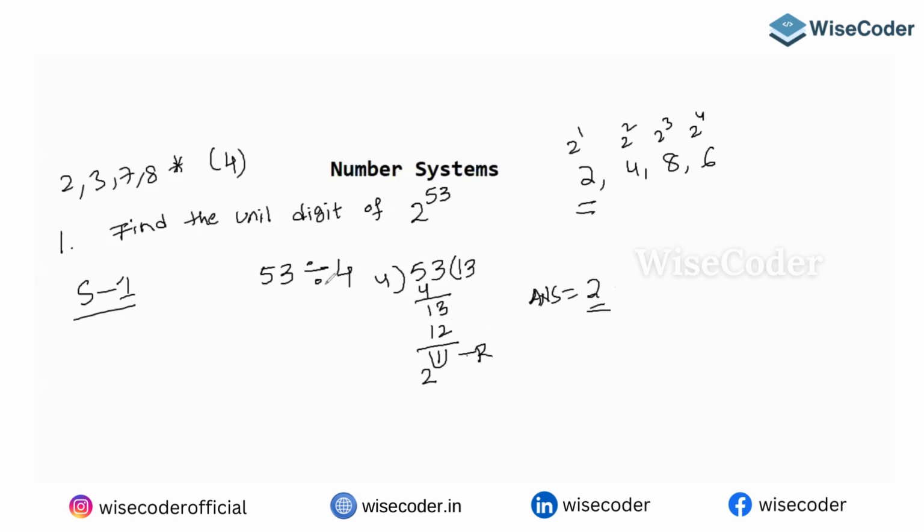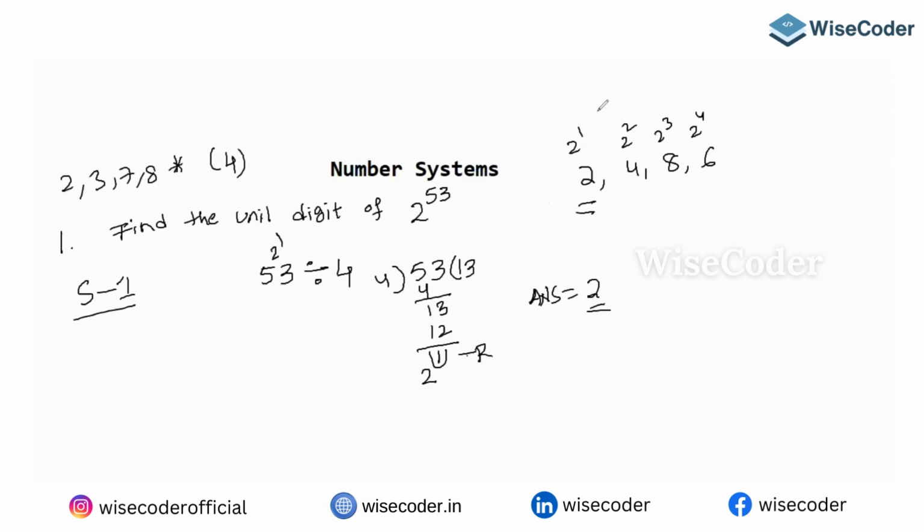I don't want to do it like this. I know 52 is definitely going to be a multiple of 4. So what's going to be the remainder? The remainder is 1. When the remainder is 1, put 2 here. So 2 power 1, what is the unit digit? 2. That's how you can get your answer pretty easily. We'll do a few questions so that you will get clarity.